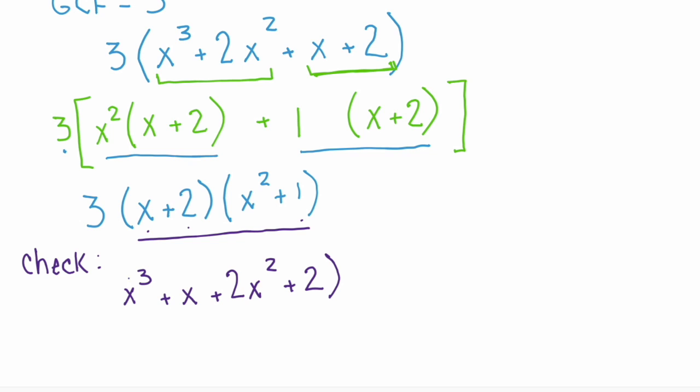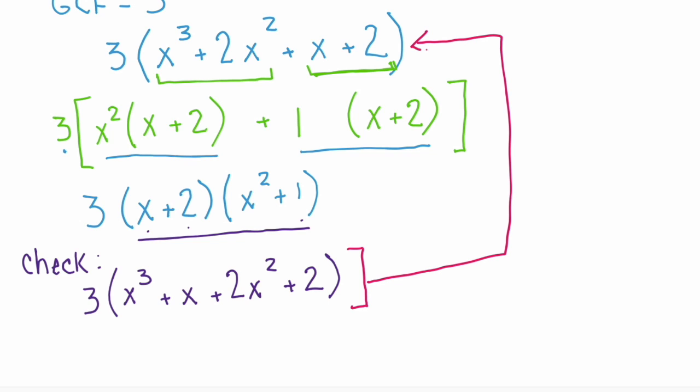And then don't forget that we have that GCF of 3 out front. But if you notice, this form looks exactly like above, where we factored out our GCF of 3 to begin with. So we can stop here and we know that we factored correctly and got the correct answer when we got to 3 times the binomial x plus 2 times the binomial x squared plus 1.